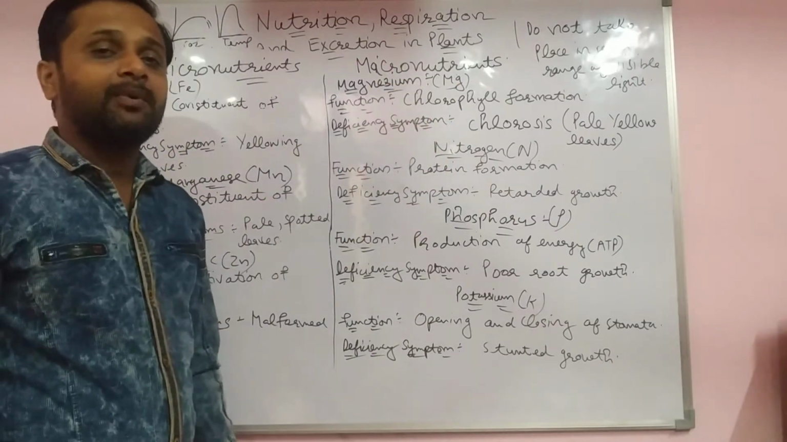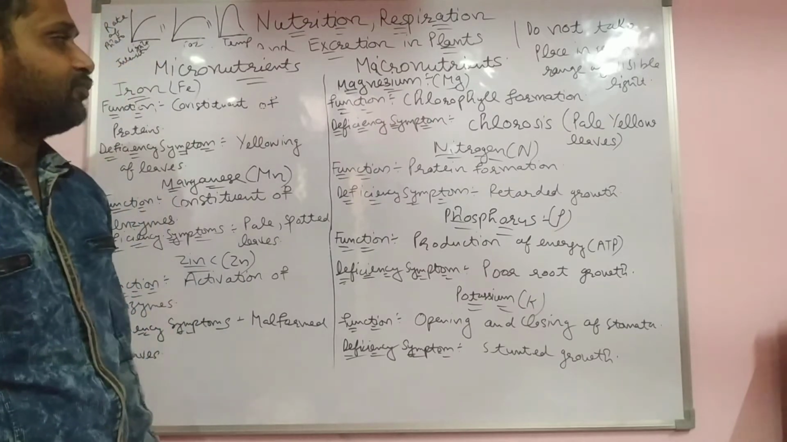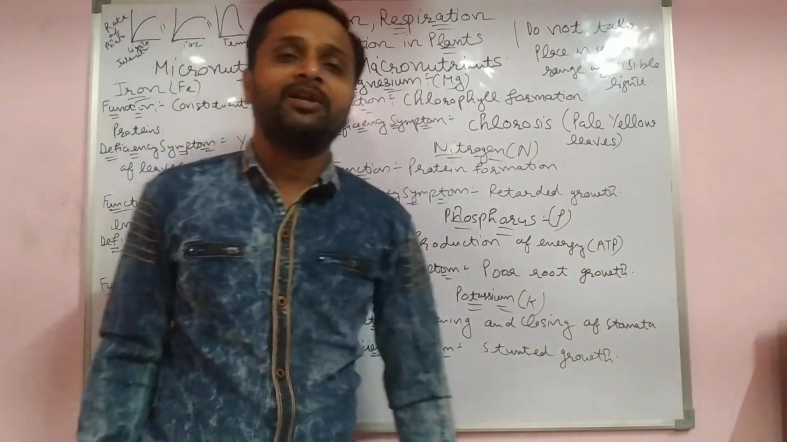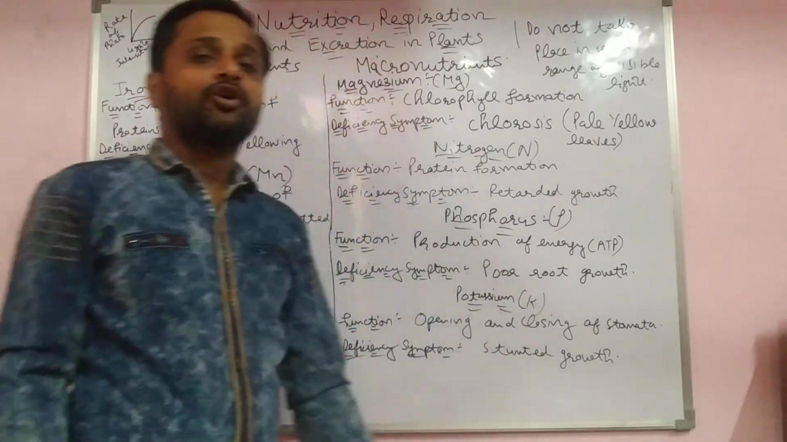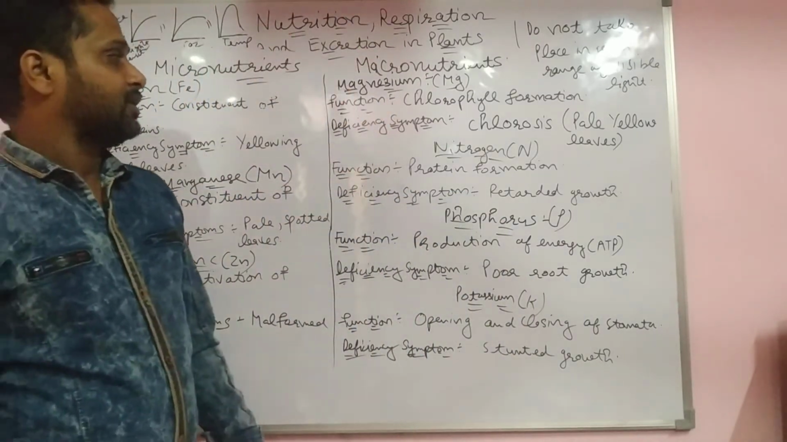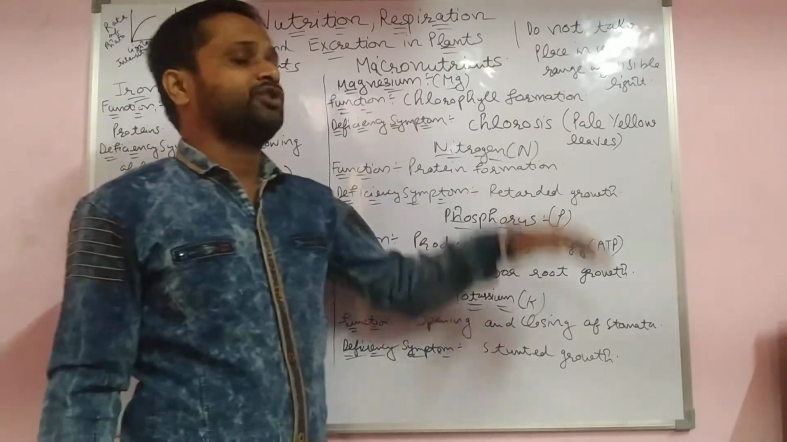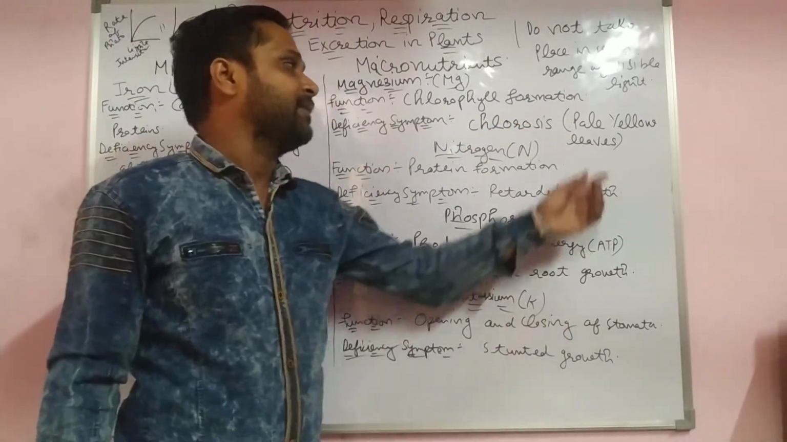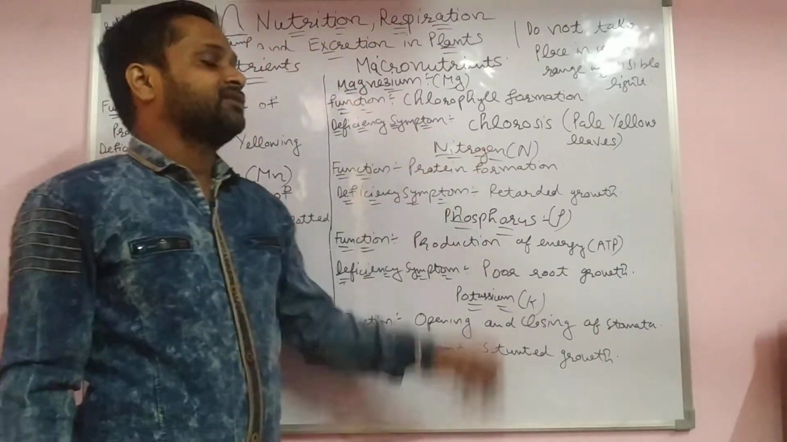Now we discuss the macronutrients. Macronutrient: magnesium. Function: help in formation of chlorophyll. Magnesium's main function is the formation of chlorophyll, students. Deficiency symptoms: chlorosis. That is the problem in the plant. Pale yellow leaves are there. Chlorosis.